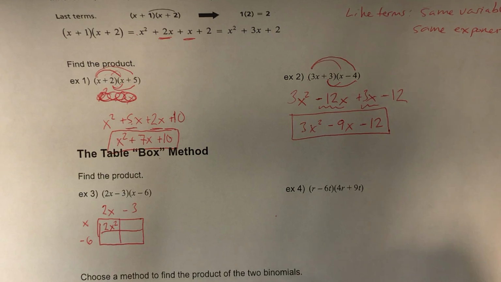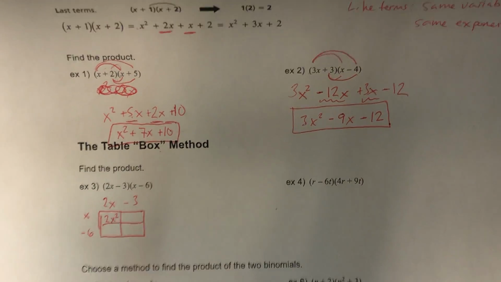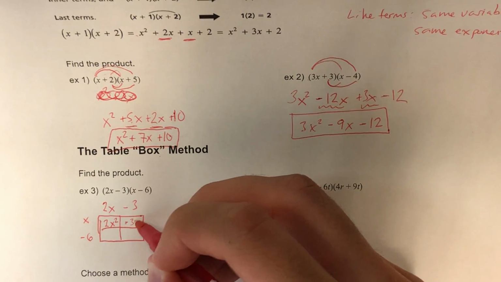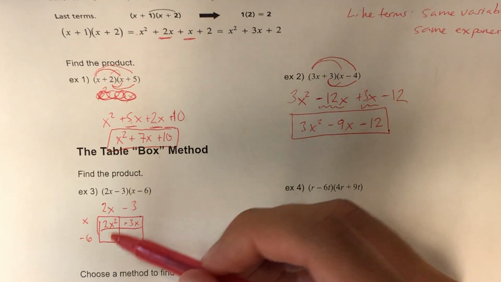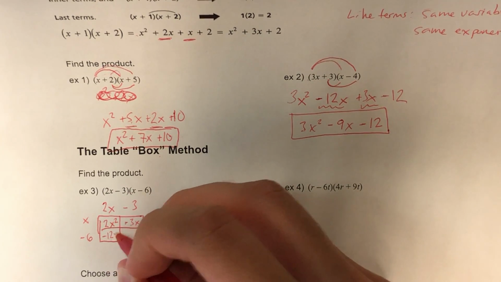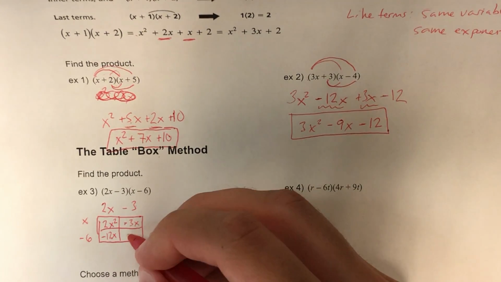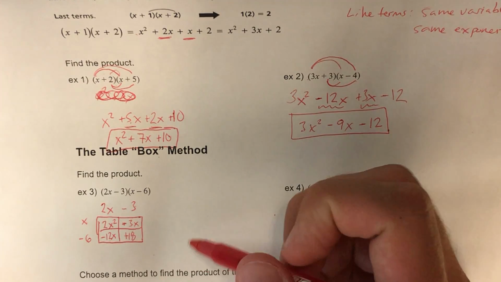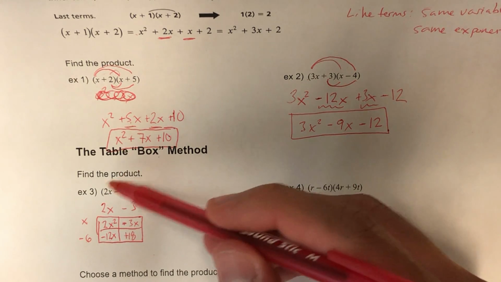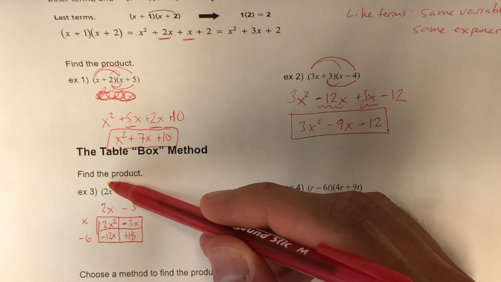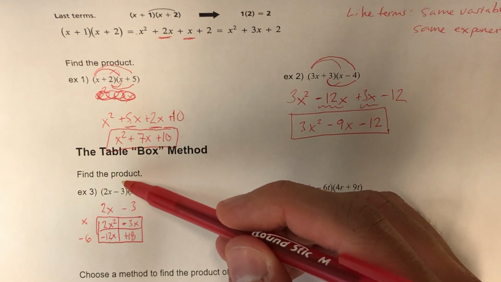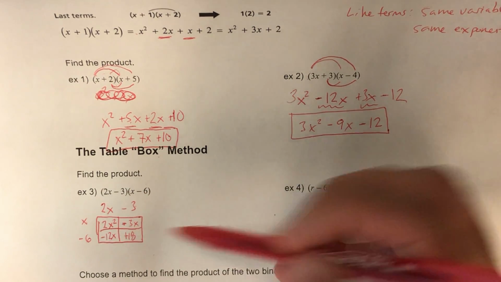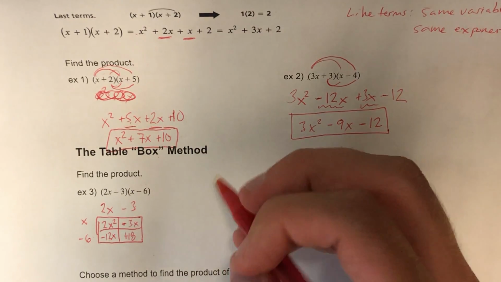Then we have x times negative 3 is negative 3x. And then we have 2x times negative 6 is negative 12x. And negative 3 times negative 6 is a positive 18. And then from there, you just add everything inside the box. So it's kind of like FOIL. You're still just, first would be 2x times x. Outside would be 2x times negative 6. Inside would be negative 3 times x. And last would be negative 3 times negative 6. So you're still doing the same thing, just a different way of organizing.